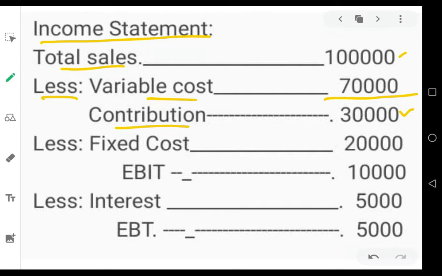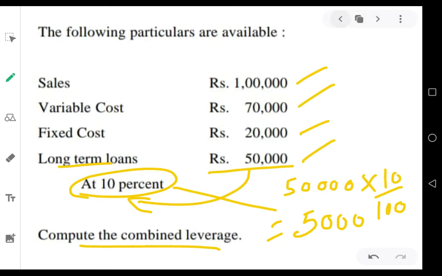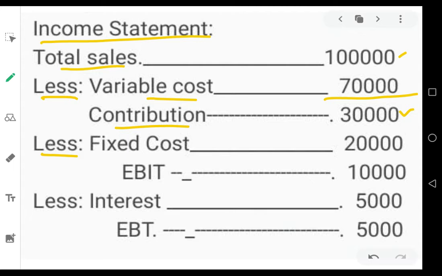Then out of the contribution, the next step is to subtract fixed cost. The fixed cost as per the question is 20,000 rupees. So 30,000 minus 20,000, you get 10,000 rupees. That is EBIT, earnings before interest and tax. So it is before interest cost.